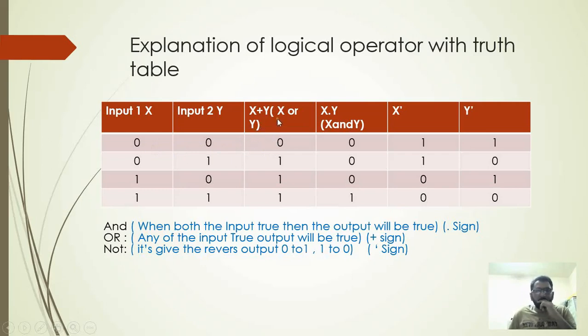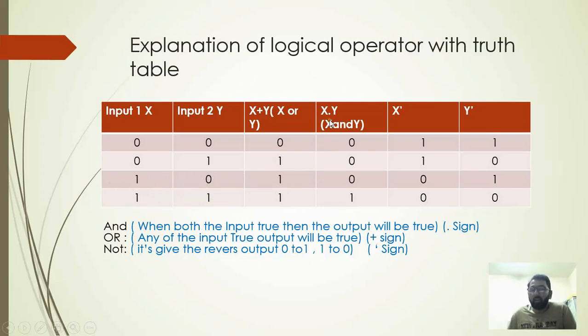But in the or operator, if x or y has any true value, the output will also be true. So x plus y means x or y, that is x 0 and y 0, 0 0 0 0 0 1, here 1 value is true, so that's why the output will be true. Here 1 0, the output will be true because there is a 1 true value here. So if both the values are true here, the answer will also be true.